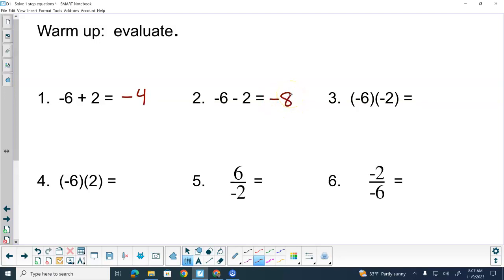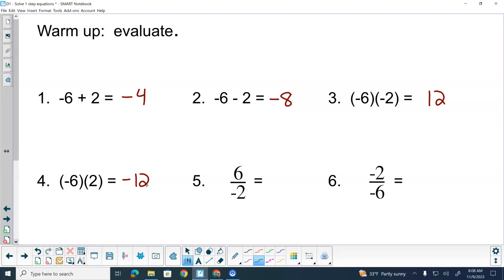Okay. Number 3, positive 12. Why positive? Same signs when we're multiplying, that's a positive. Yes. All right. What about number 4? -12, because now the signs are different. Ooh, now here we go. Number 5. 6 divided by -2 is -3, because the signs are different, so that's why it's negative. And 6 divided by 2 is 3.